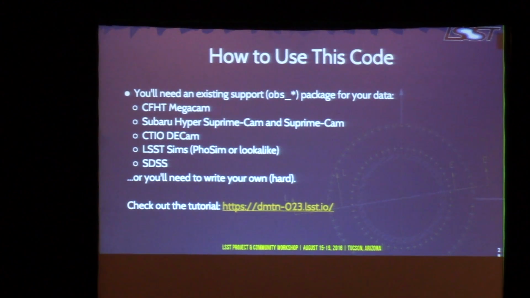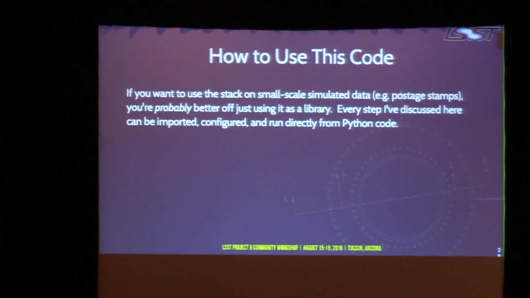If you want to use this code, it really works well if your data comes from one of these cameras. It's a lot harder if it doesn't come from one of these cameras. If you do want to use this code and it doesn't come from one of these cameras, talk to us. We can help you write support for it, but it's not a small job. And there's a tutorial here you can check on later. If you have small simulated data, you probably don't want to use these pipelines. You probably just want to use our code as a Python library.